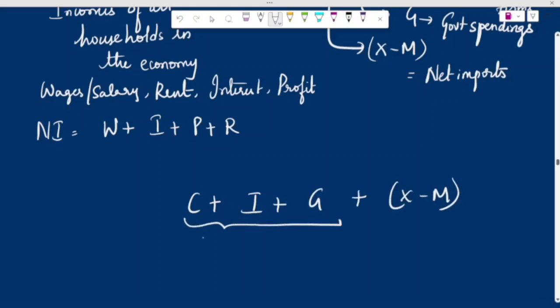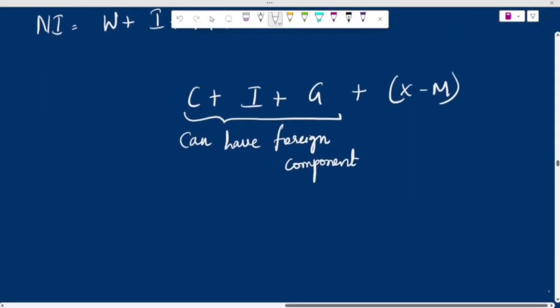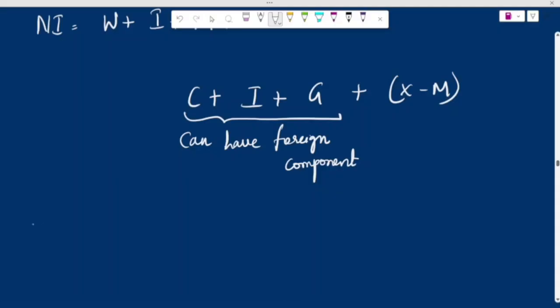C plus I plus G can have a foreign component, right? Indian government can import a metro train from Japan. Yes, I can get an air cooler from US to my home, and companies can get some new technologies to their company from foreign, from US or Japan or Saudi or anything. So here everything will be having a foreign component called CF. That thing we have to remove, right? We are speaking about national income.